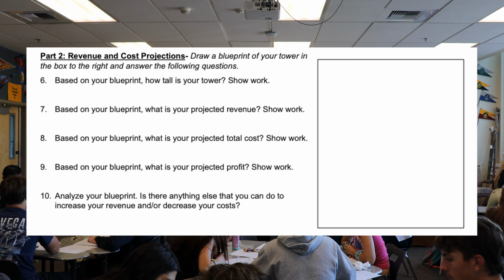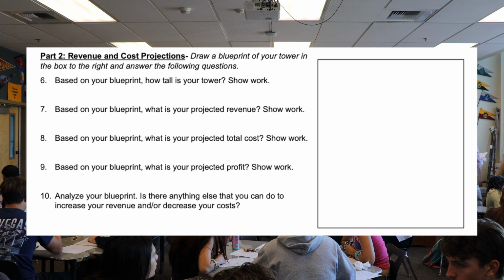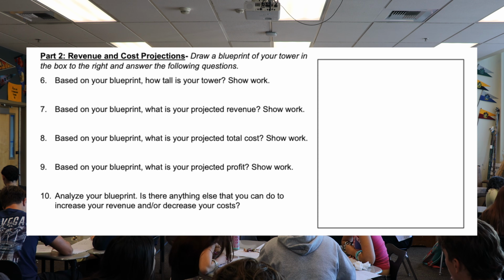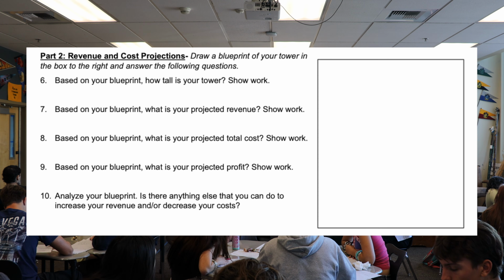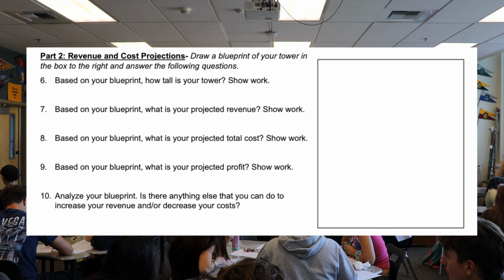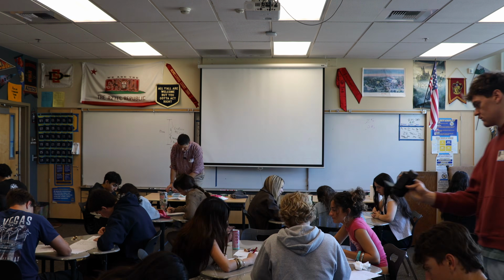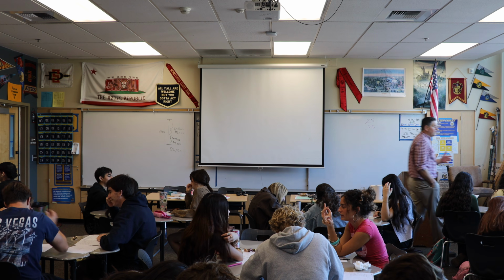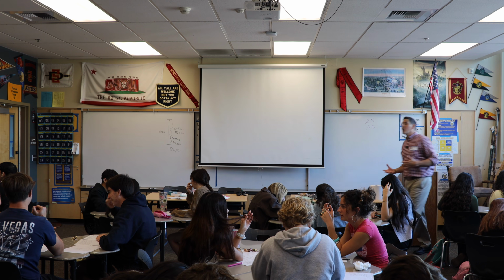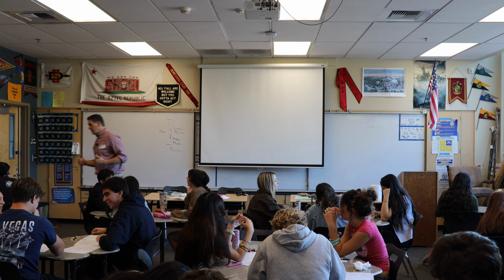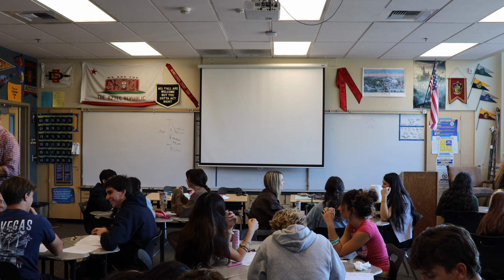Right now it says, draw a blueprint of your tower in the box to the right. Based on this information, this tower, I want you to calculate your revenue, your costs, and your projected profit. Everyone's working by themselves, drawing your own tower. Okay? The most important thing here is do your calculations. So if you calculate your revenue, you can tell people, here's how much revenue we can go with my plan. So if you have not done your calculations, you've done this wrong.